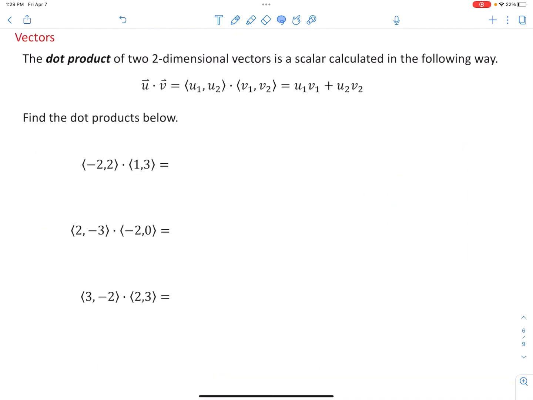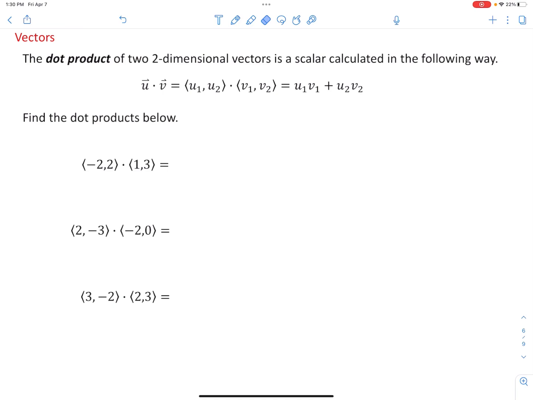The dot product of two two-dimensional vectors is a scalar calculated in the following way. So we have vector u, and then we say dot product with vector v. So u dot v, and here are the two components of u and the two components of v. And when you dot the two vectors, you wind up multiplying corresponding components and adding the result. And you wind up with a scalar. So this in the end is going to be a single number. Find the dot products below.